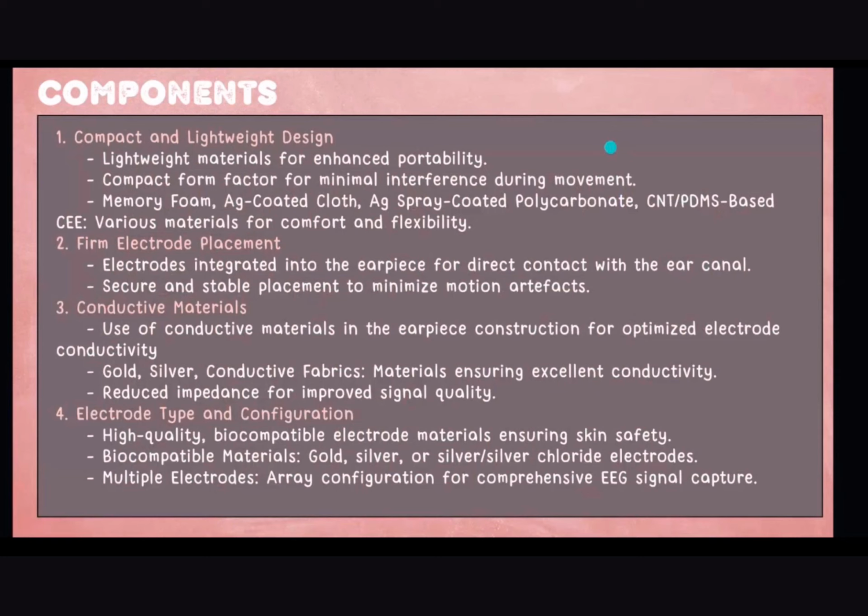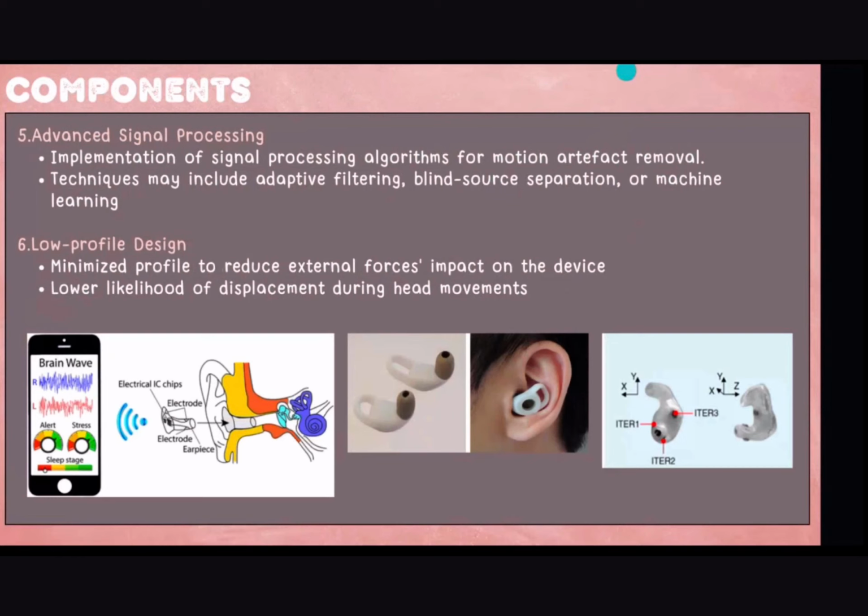We also use conductive materials such as gold, silver, and conductive fabrics for optimized electrode conductivity and to reduce impedance for improved signal quality.